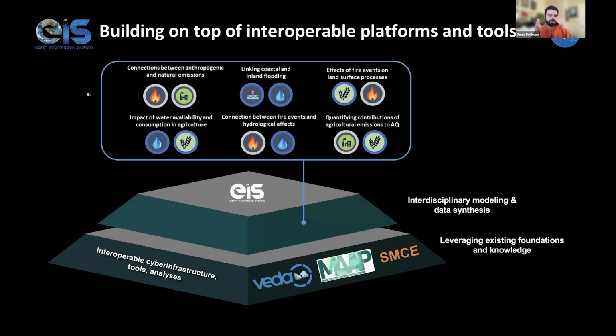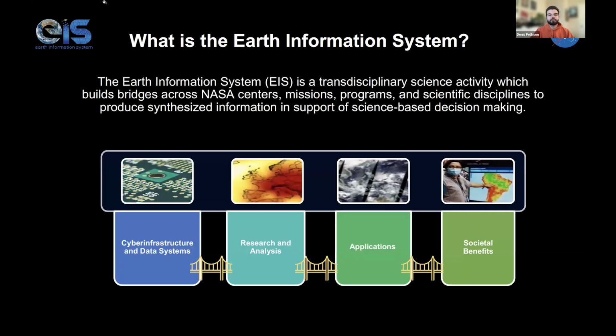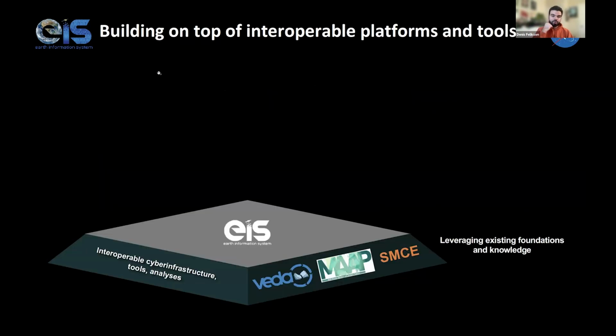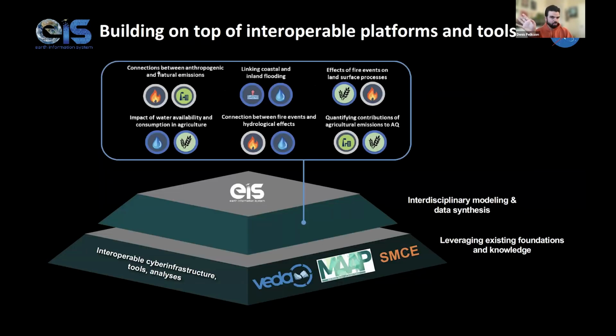So this is an example. This just has a few examples of some cross-cutting interdisciplinary science work that we're working on. We have more examples of these. I won't go into the details, but you'll hear more from Augusto on that top center one about how we're linking coastal and inland flooding in a modeling framework. Next slide.